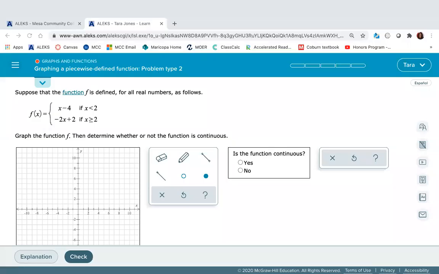So that's how I'm going to do this. I'm going to demonstrate how to graph it by hand here first, and then I'll use the Aleks tools to help you graph it within Aleks. So we have f of x is equal to x minus 4. So that's what I would consider my first piece. And remember, that's really y equals x minus 4. And that's going to just be a line.